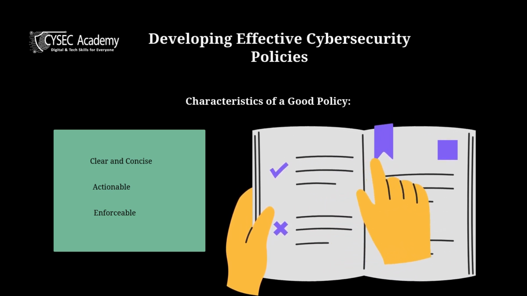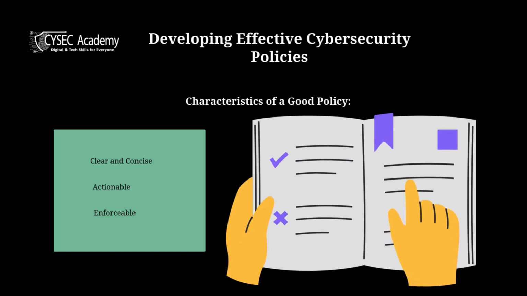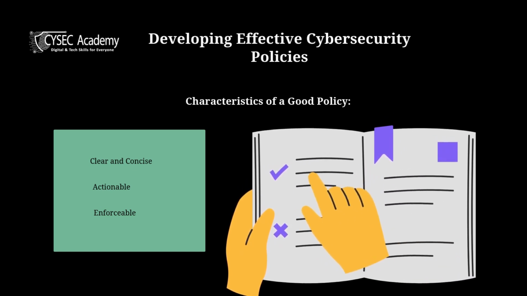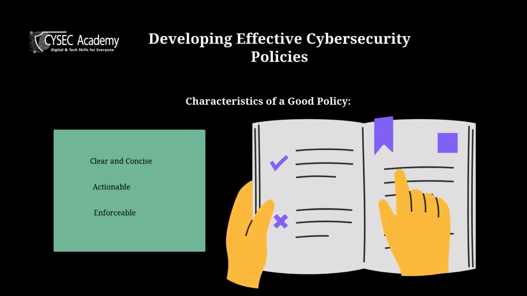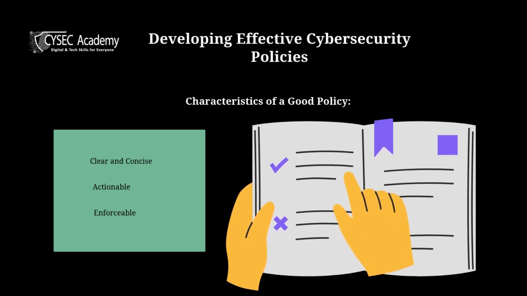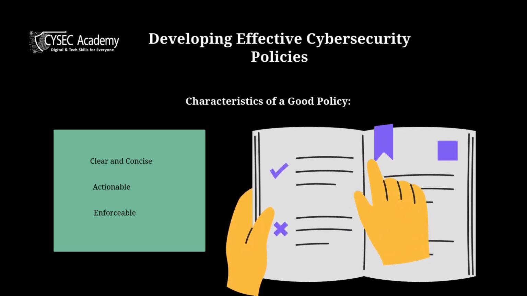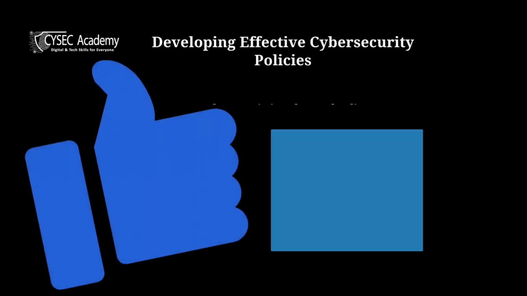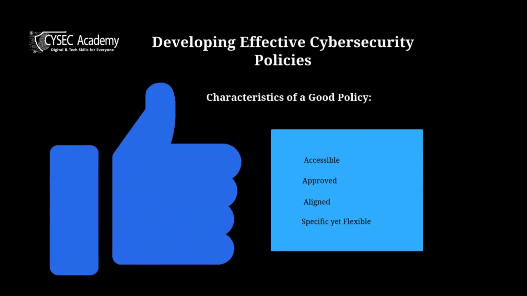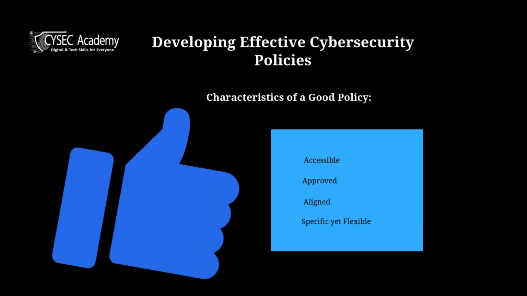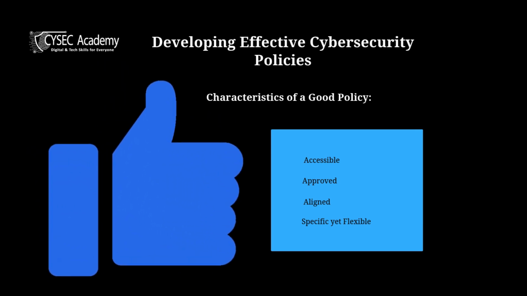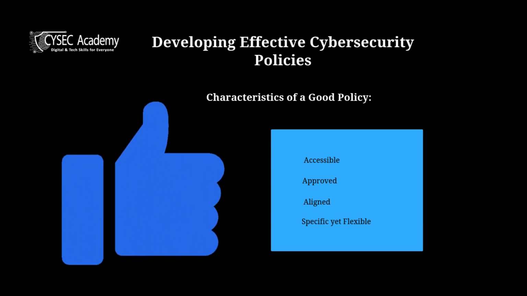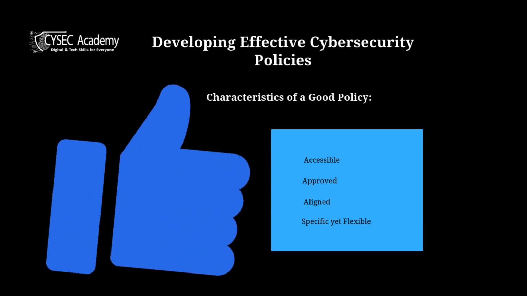Actionable, clearly states what actions are required, permitted, or prohibited. Enforceable, requirements should be realistic and capable of being monitored and enforced both technically and administratively. Avoid rules that are impossible to follow or check. Accessible, easily available to all employees who need to know them, e.g., published on a central intranet portal. Approved, formally approved by the appropriate level of management to signify authority and organizational backing.